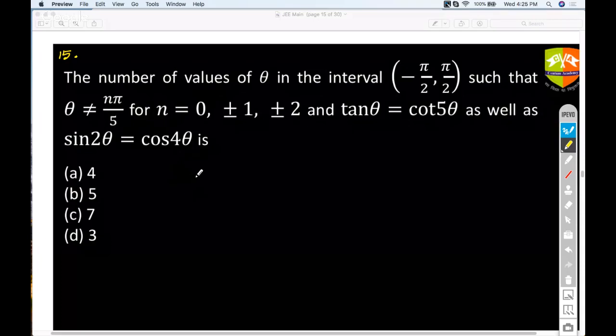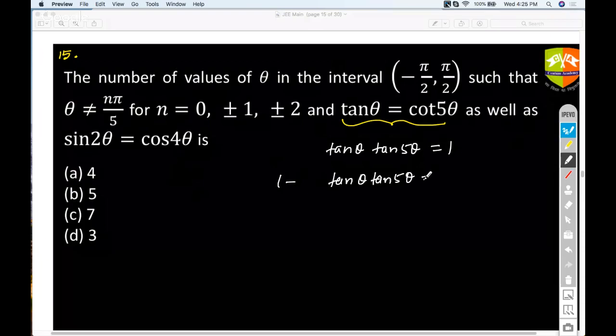Okay, so let's discuss this. First of all, if you look at this equation, this is as good as saying tan of theta into tan of 5 theta is equal to 1. That's tan theta, or 1 minus tan theta tan 5 theta is going to be 0. Which clearly implies tan of 6 theta is undefined.